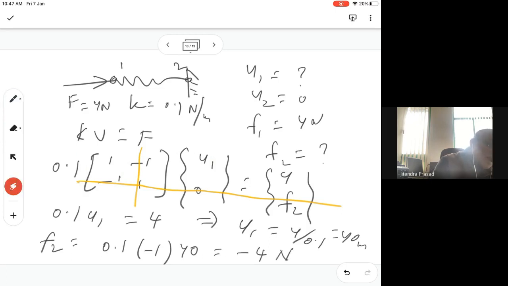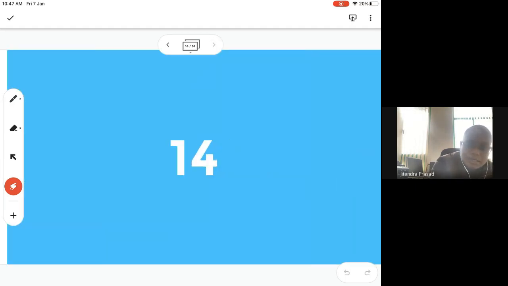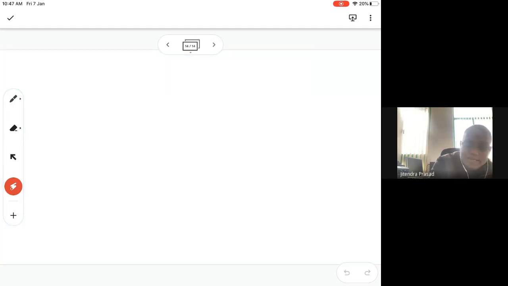So what do you get? The displacement U1 equals 40 meters, and F2 equals minus 4 Newton, because you have positive direction here and it will be negative direction there, and hence you get minus 4 Newton, and hence you solve it. Got it? Any question, guys?